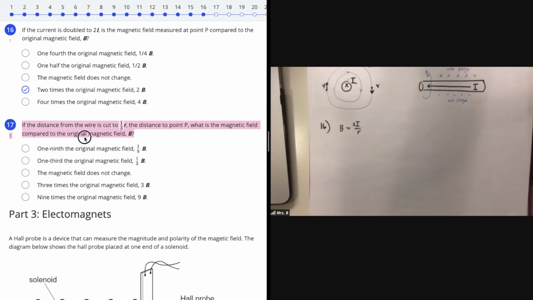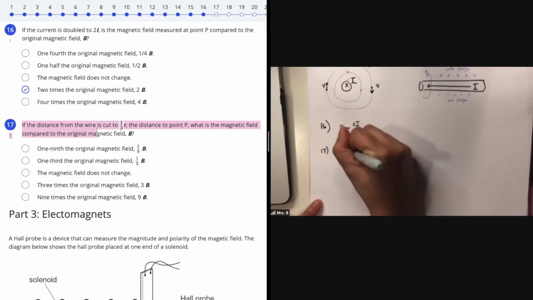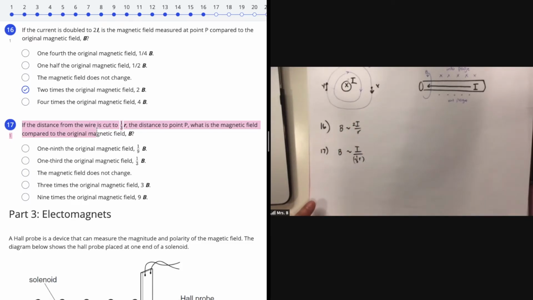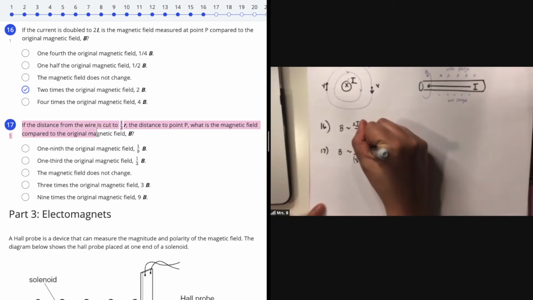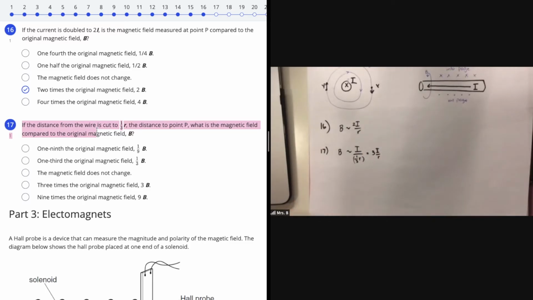If the distance to the wire is cut to 1/3, that means you're closer to the wire, and I would expect more field. So we can do this 2 ways. We can do this as proportions. I stays the same. You're dividing by 1/3 R. Dividing by a fraction is the same as multiplying by the reciprocal. So this is 3 times larger. Or we can do this from logic. If I have a point that's 3 times closer, and it's not a squared relationship on the bottom, then I should have 3 times more field.